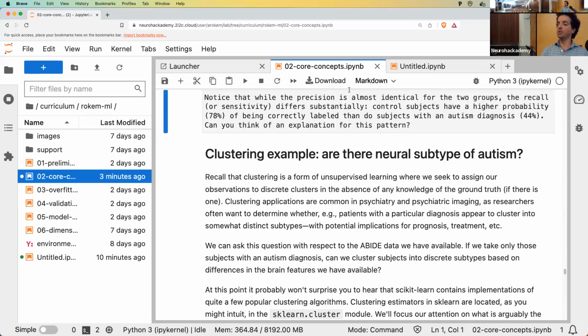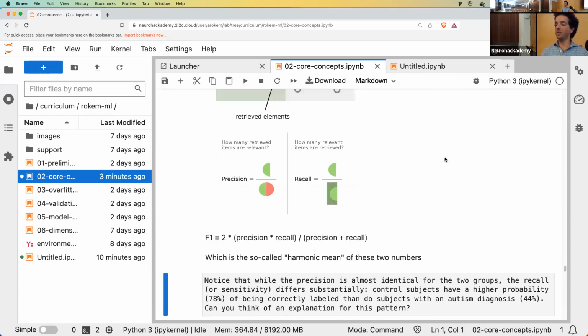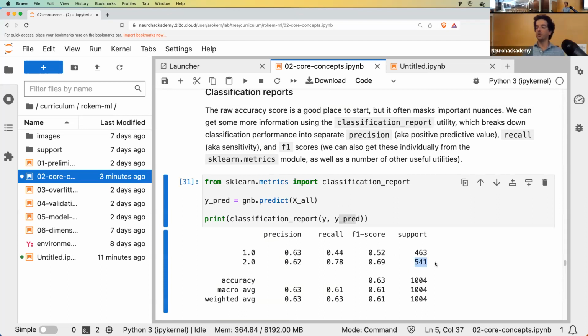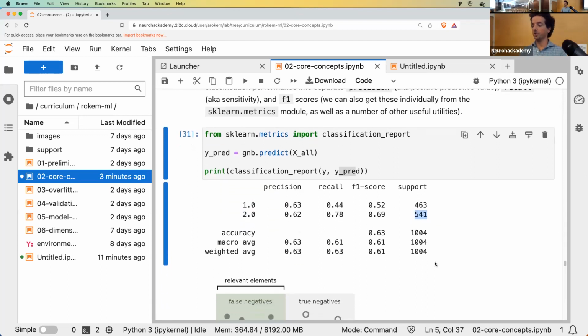Right, the control subjects have a higher probability of being correctly labeled. Okay, so 2 here is the control subjects, and they have a higher likelihood of being labeled correctly, among other reasons, because of this class imbalance, and also the nature of the algorithm.